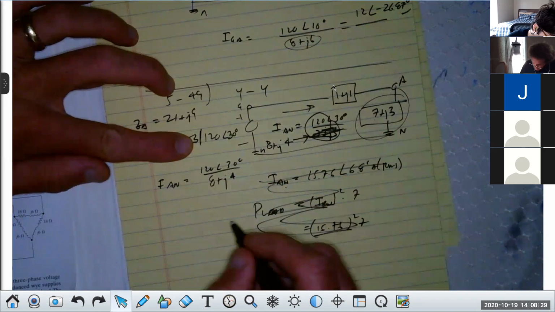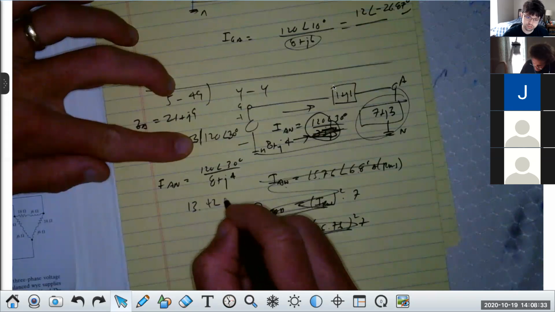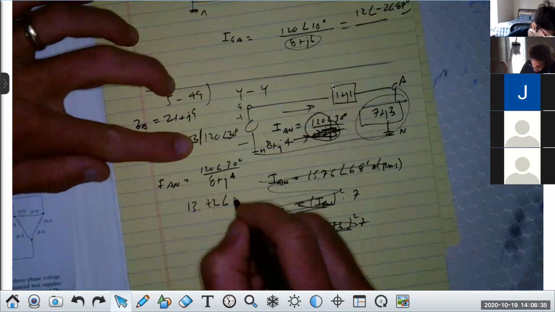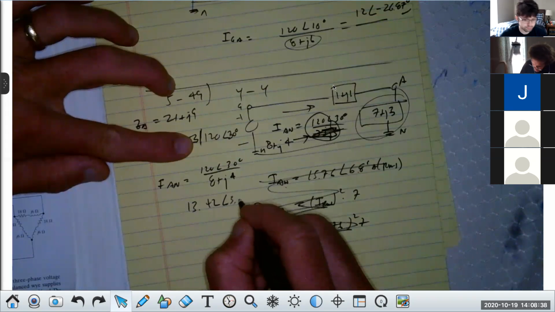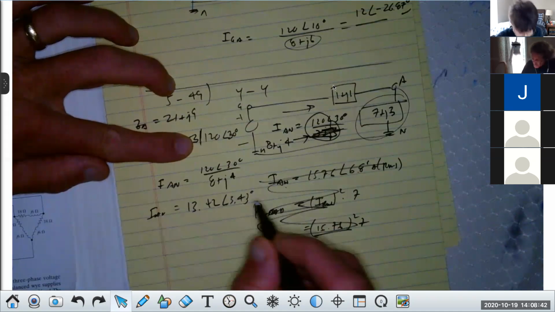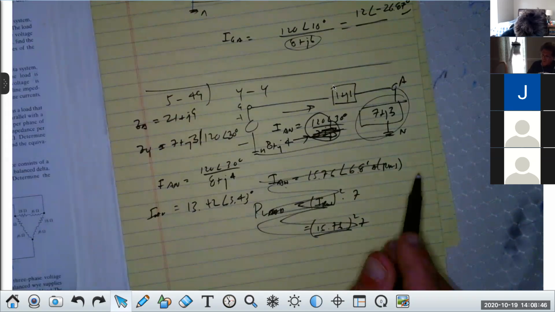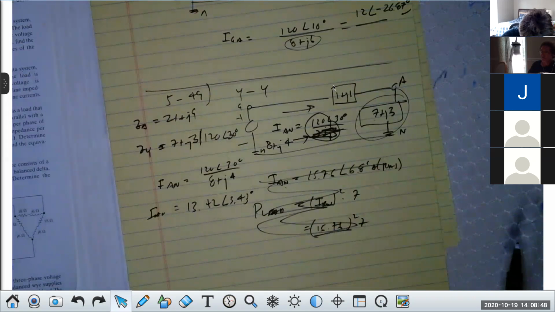That's 13.42 at an angle of 3.434. Say that angle again. 3.43. All right, to get the power dissipated, you would take 3.42, square it, and multiply by 7, because 7 is the impedance. Y'all with me?